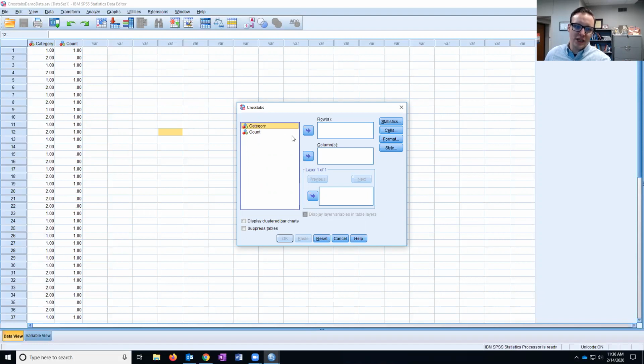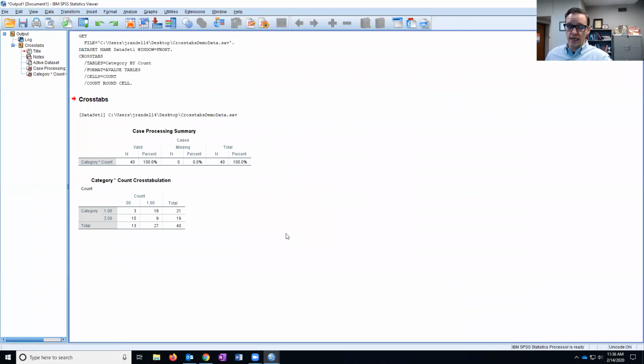Now, we want to count the frequency of ones in each category. So I'm going to put each category in my rows box, and I'm going to put the count in my columns box. Now remember, I said if you wanted to do a chi-square, you could do that with a simple addition. All you have to do is click Statistics and click on it, but we're not going to do that today. I'm then just going to click OK, and here it is. So here's each of my categories.